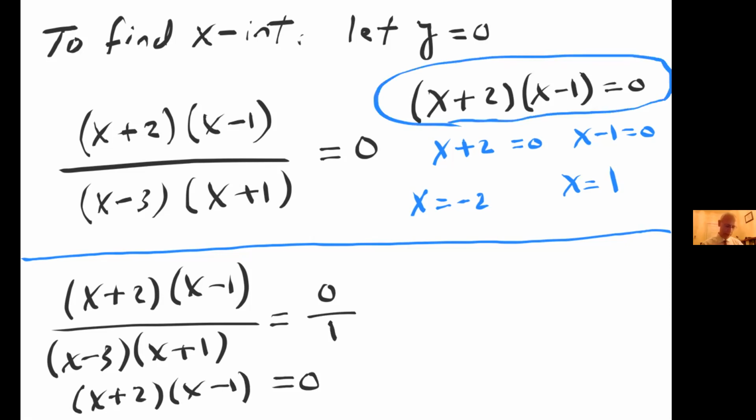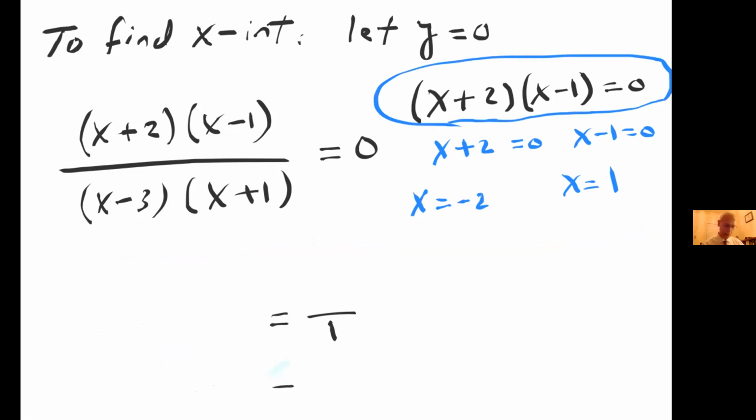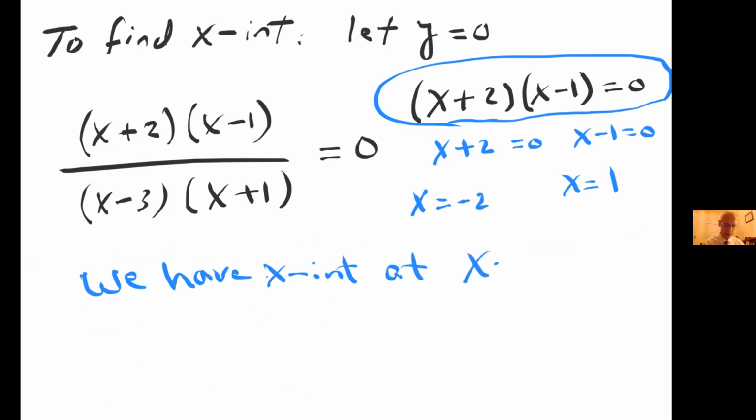So let me go ahead and clean up this extra work and say that the x-intercepts are at x equals negative 2 and x equals positive 1. Okay, negative 2 and 1.